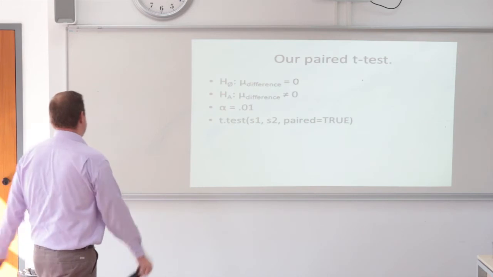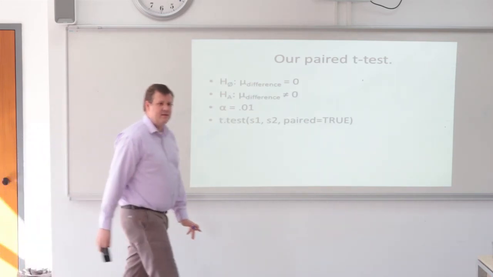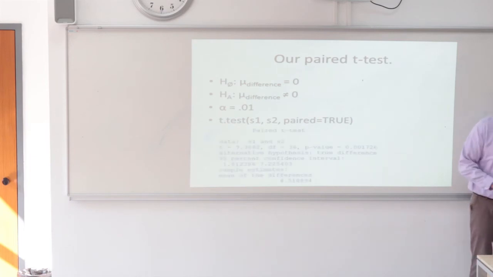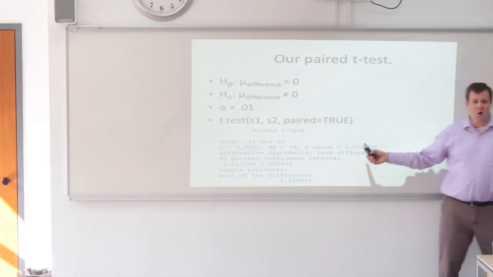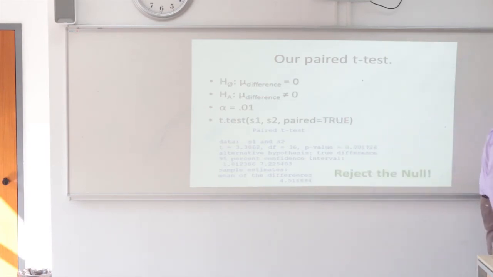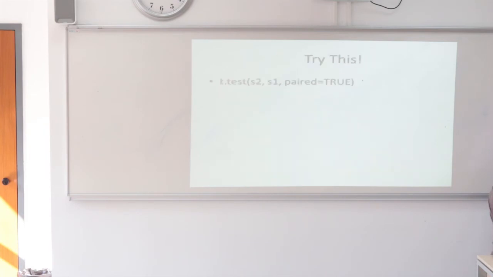Great. All right. So t.test that, what is it? The p-value is 0.001726. We reject. Why do we reject? Because 0.001 is less than 0.01, so we reject the null hypothesis. Again, if you wanted to do the 95% confidence interval or a 99% confidence interval, you need to say conf.level equals whatever you want.